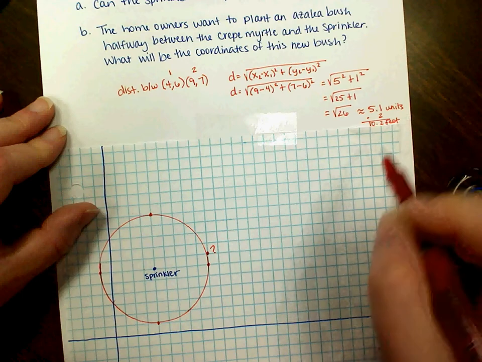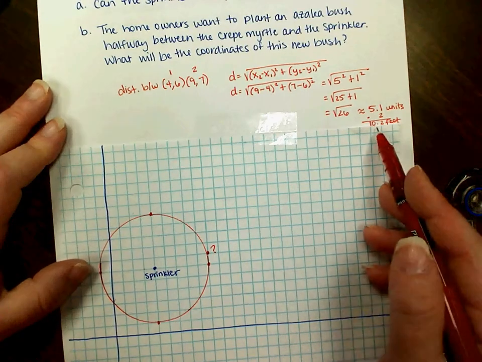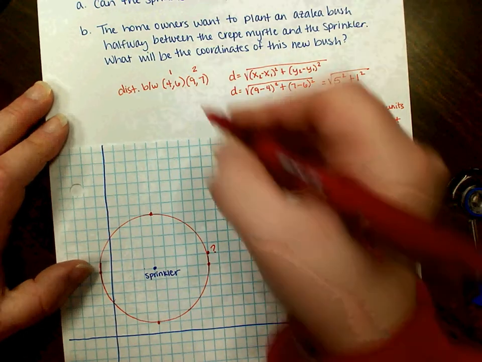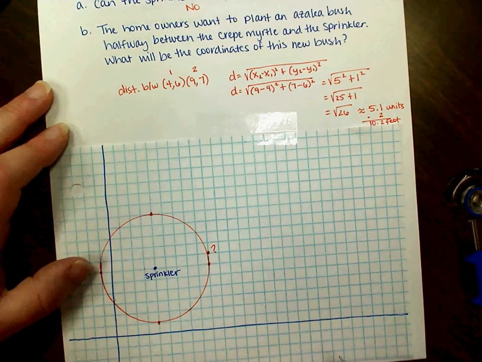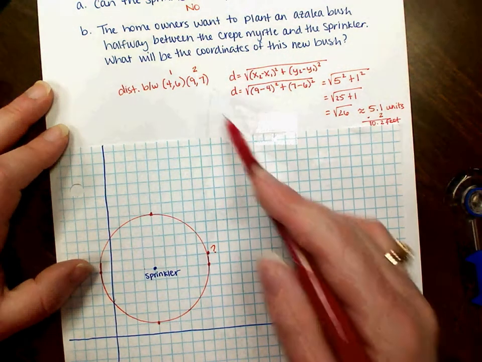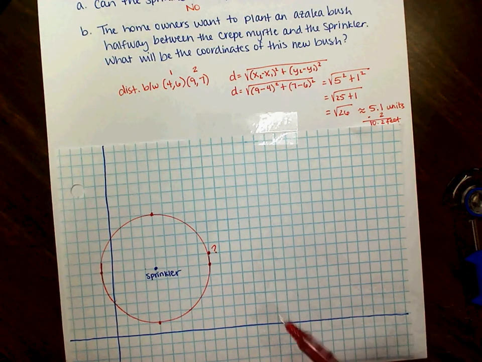So is that within the 10 feet that the sprinkler will reach? No, that's beyond 10 feet. So my answer here would be no. I can't expect the bush to be watered by the sprinkler, and this would be the work to support my answer, showing it's beyond the 10 feet that the sprinkler reaches.